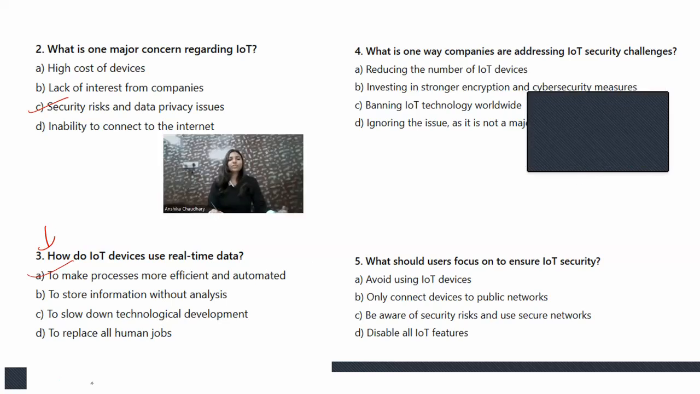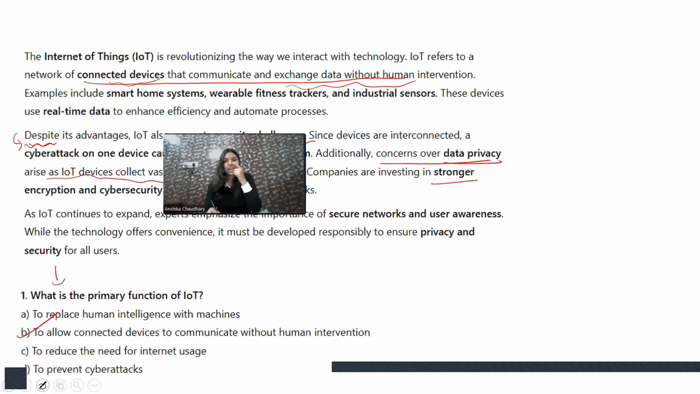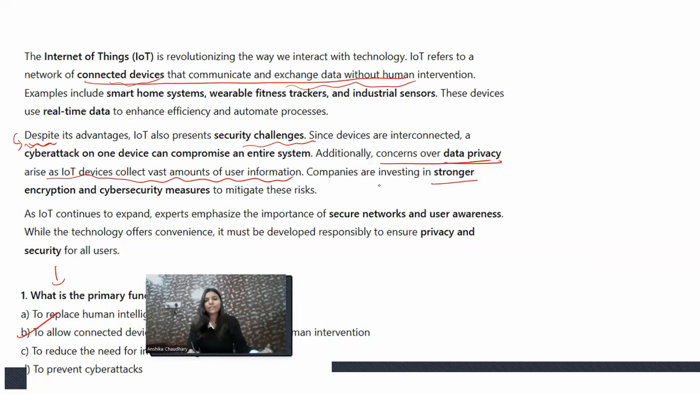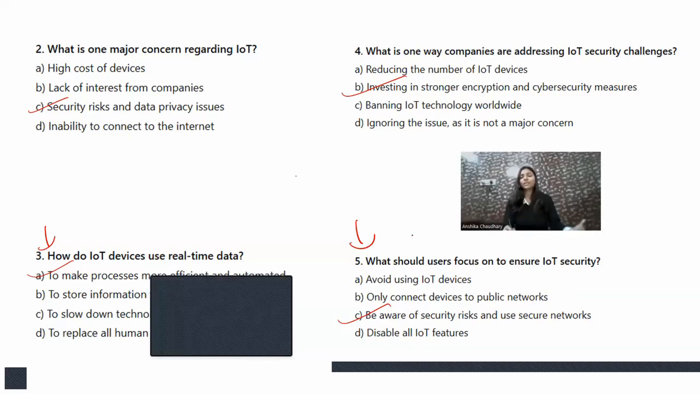The next question in the queue: what is one way companies are addressing the IoT security challenge? In our second paragraph, we listed that companies are investing in stronger encryption and cyber security measures. So this will be the answer, option B. Coming to the next: what should users focus on to ensure IoT security? Being aware of security risks and using a secure network is the best way to ensure we are adhering to IoT security, right? So according to the passage, we have solved all 5 questions of that short-length passage.